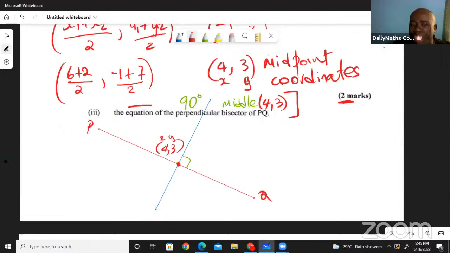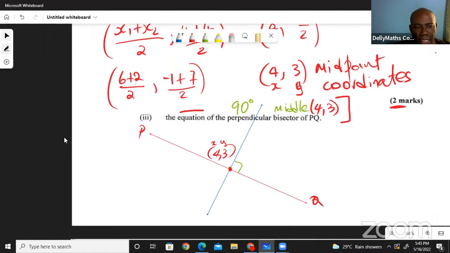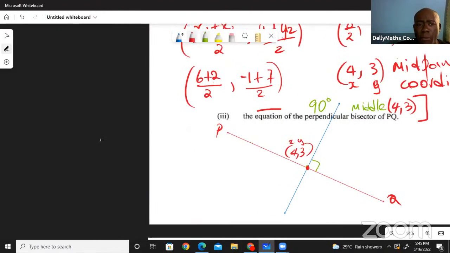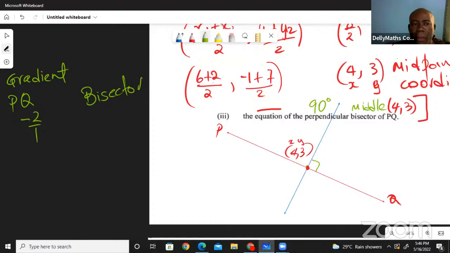So then there is a relationship between perpendicular lines, right? If I just push this to the side a little bit, it is said that when 2 lines are perpendicular, one gradient is the negative reciprocal of the other. So the gradient for PQ, let me just write the word gradient. So we're talking about gradient PQ was -1/2. So for a perpendicular bisector, I'm just going to use the word bisector here. So the bisector's gradient would be this.